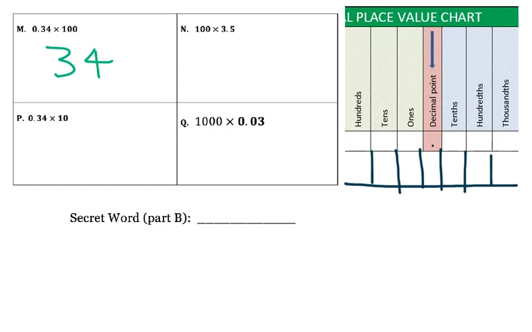For N, we're going to run out of spots for this one, but we have 3 and 5 tenths. Oh, no, we won't. Never mind. We're multiplying it by 100, so that means it's going to move over 2 place values, and you're going to end up with a 3 over here, a 5 over here.